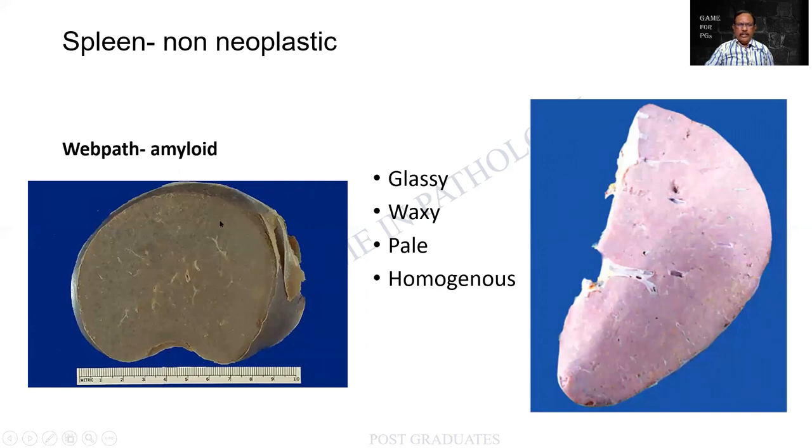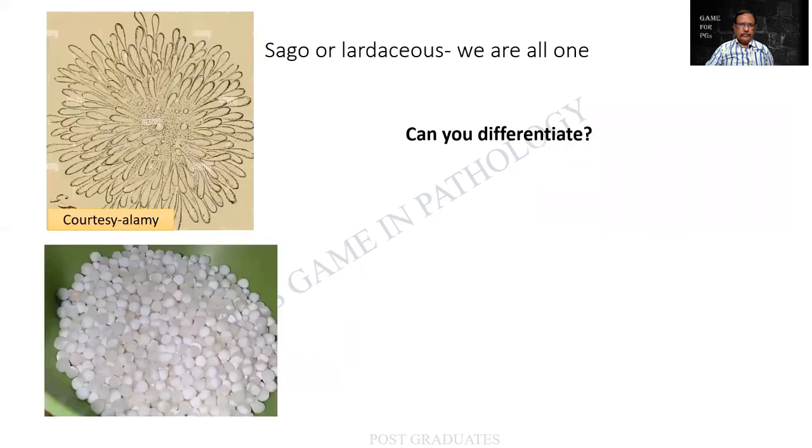I am not able to see a string sign over here, which is classical of CVC of the spleen. And it is somewhat paler in color, and it could be due to amyloidosis. It could be better brought out in the mounted specimens, where it is pale, pinkish white in color. How should we describe this? Glassy, waxy, pale, homogeneous. These are all the characters of amyloid. Whether it is sago or lardaceous, we are all one.